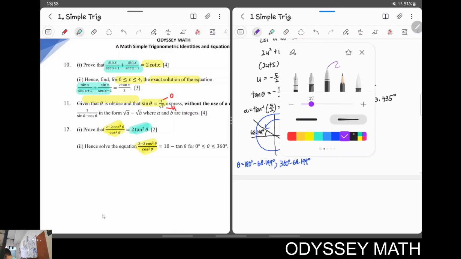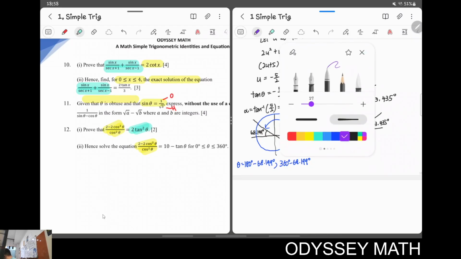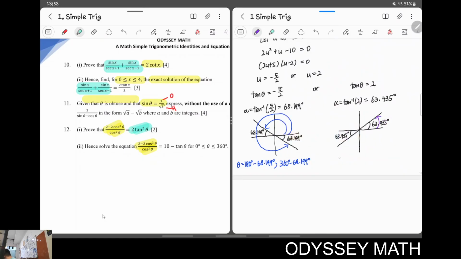But before that, let me do the ASTC here. So tangent is positive, so it will be in the first and the third quadrant. So this will be 63.435 degrees, 63.435 degrees. And in purple, the first angle is 63.435 degrees, and then 180 degrees plus 63.435 degrees.